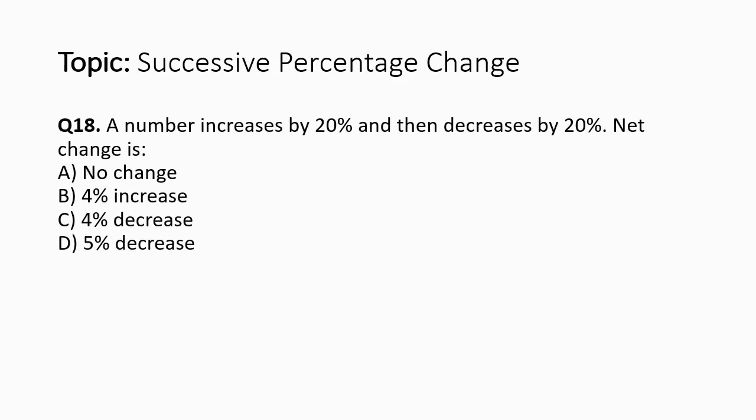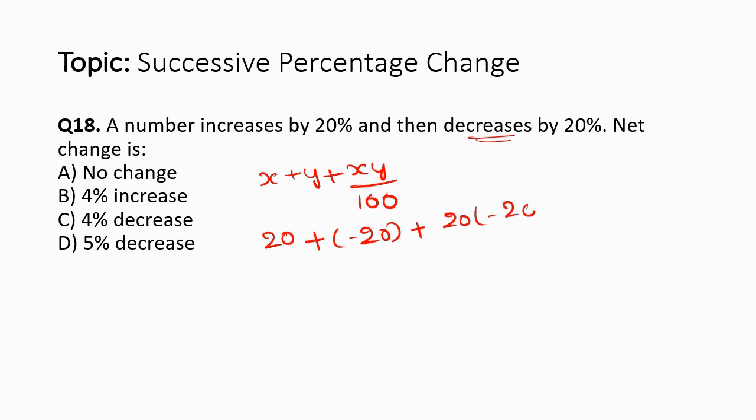Percentage change. Here a number increased by 20% and then decreased by 20%. Net change. Here one formula is there for percentage change. It is x plus y plus xy by 100. Here first a number increased by 20%. Increase means it will be indicated with plus sign. So x value is 20, and then decreased by 20%. Decrease means it is negative sign, minus 20. So x value is 20 and y value will be minus 20.